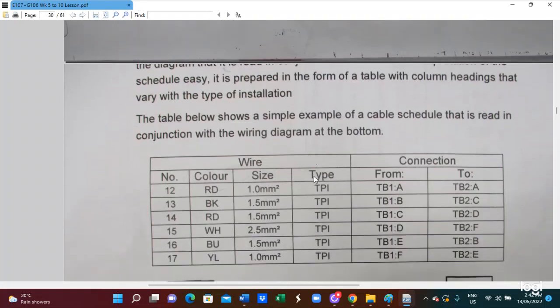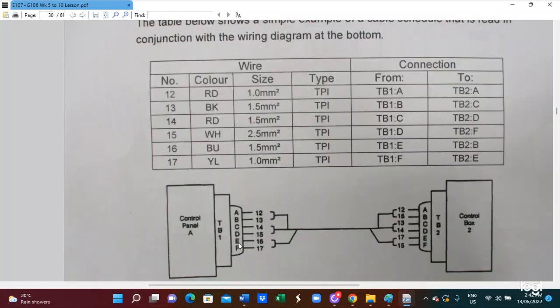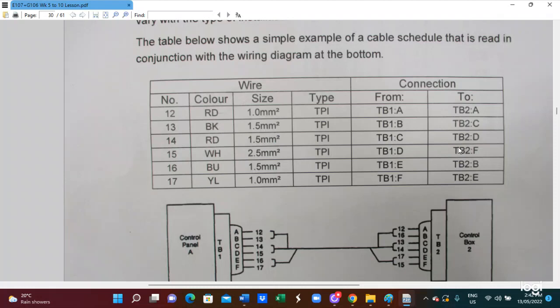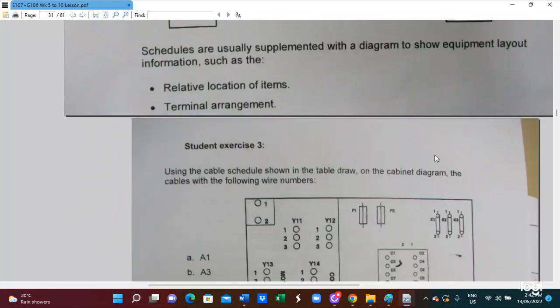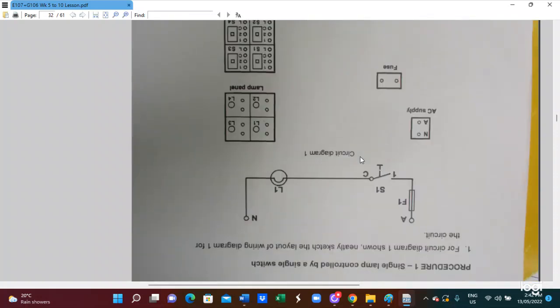So this is the cable schedule diagram. This is the TV1 to TV2 connection. These are the numbers, those numbers here, the numbers of the connections, and also the color of the cable, the size of the cable, and also the type. You have to do this drawing of the diagram. Also do this exercise, the cable schedule exercise, and do the cable schedule for that one.